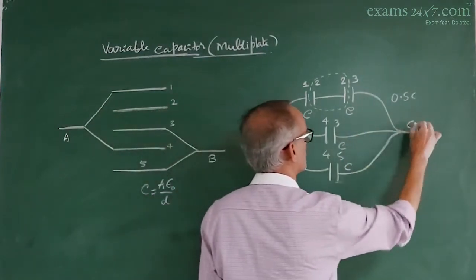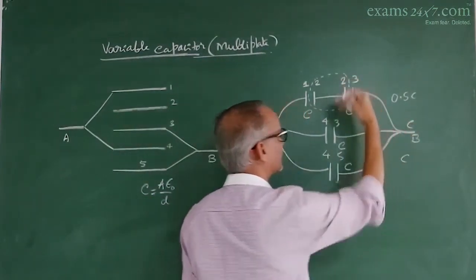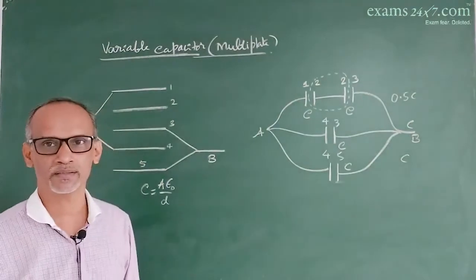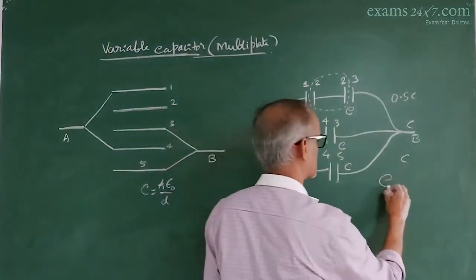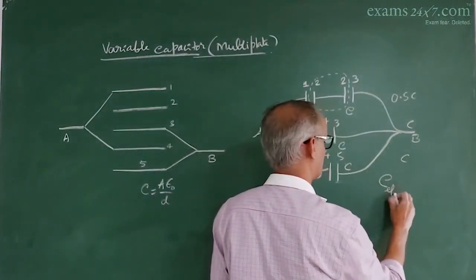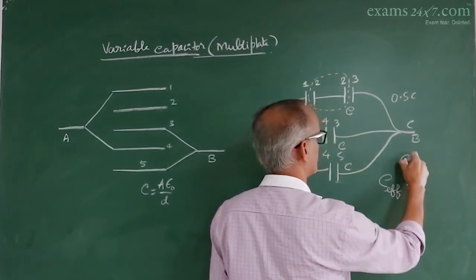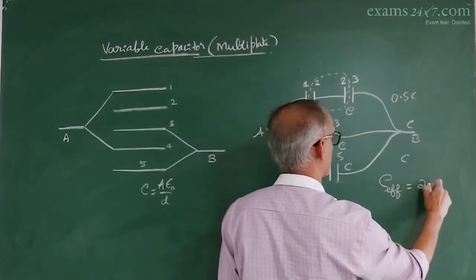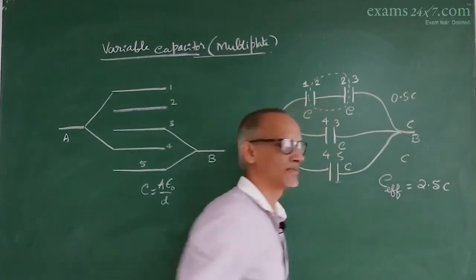This is C. This is also C. And now all the three are in parallel. So therefore the effective capacity, C effective, is equal to C plus 0.5 C. That becomes 2.5 C, which is the answer.